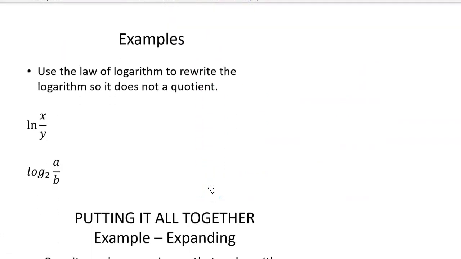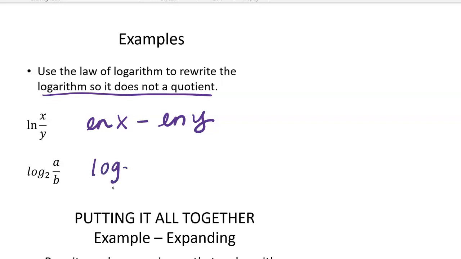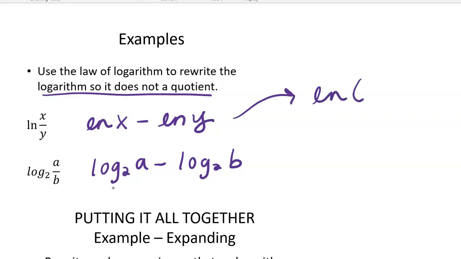Let's keep going here. Now we have the quotient property, and we're going to go the other way. We're going to rewrite the logarithm so it's not a quotient. So we're going to use the subtraction. It'll be natural log of x minus natural log of y. Just make sure you have the x first and then the y. And then here we'll have log base 2 of a minus log base 2 of b. Right now we're just working on the very basic properties. Here's another, be careful. A lot of students want to do this. They'll say natural log of x minus y. Don't do that.